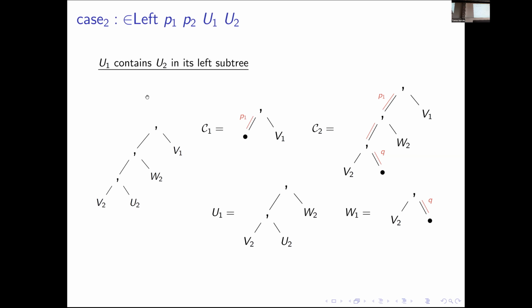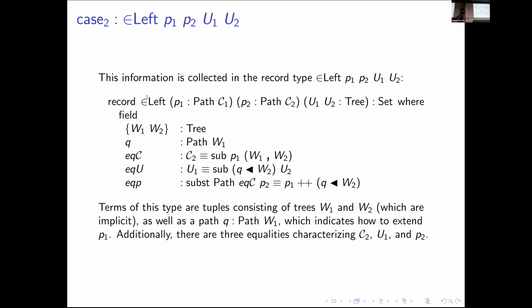We can also see that the red part is the path from the root node to the hole where U2 should be substituted in, and it is equal to P1 concatenated with the vertical left and then continued with Q. We collect all the information we just got into this record type, where we have two trees, W1 and W2, a path in W1, and three equalities telling us how the contexts can be equal, and the equation between U1, U2, and P1, P2.